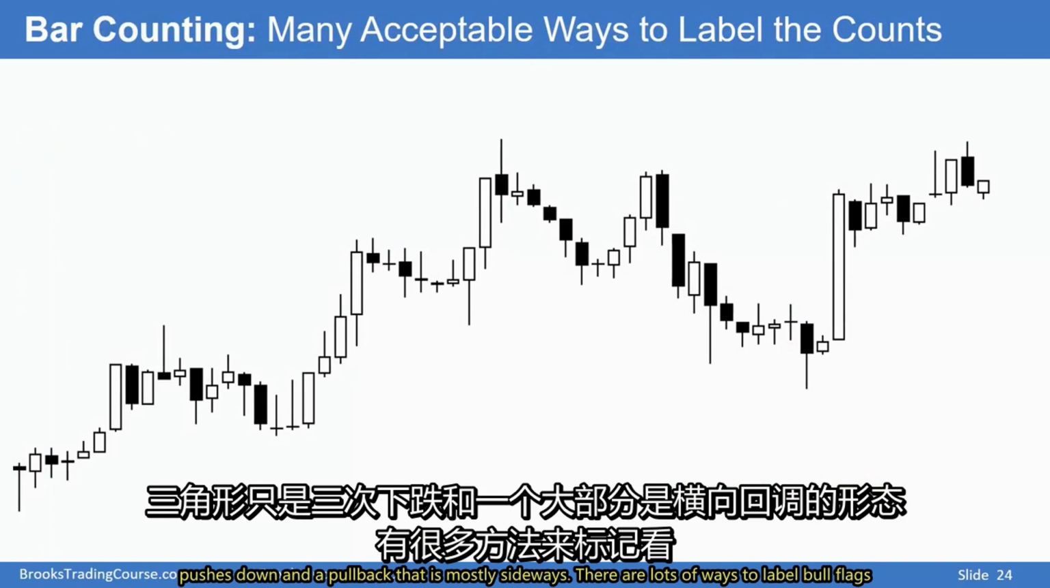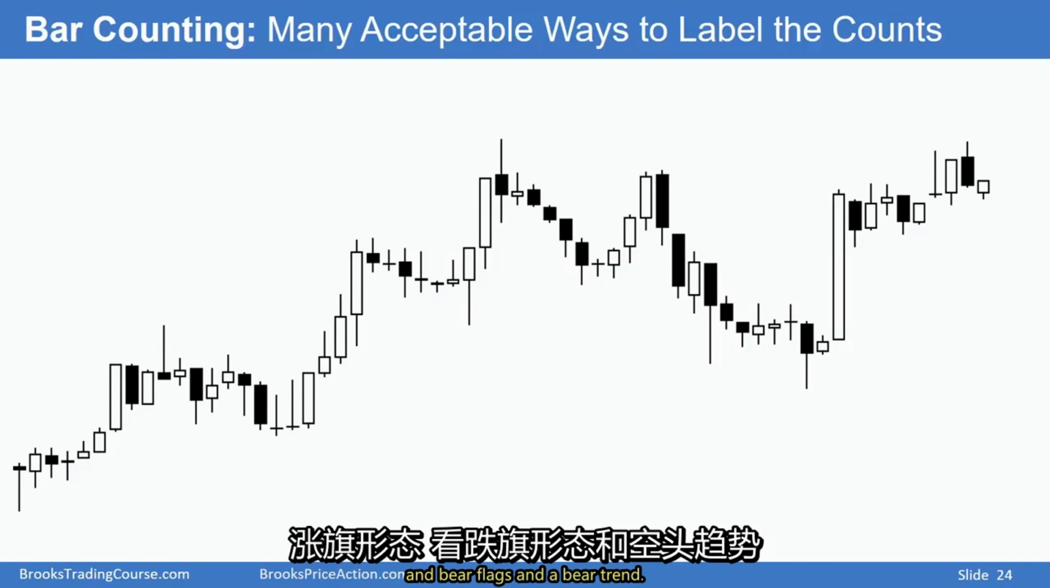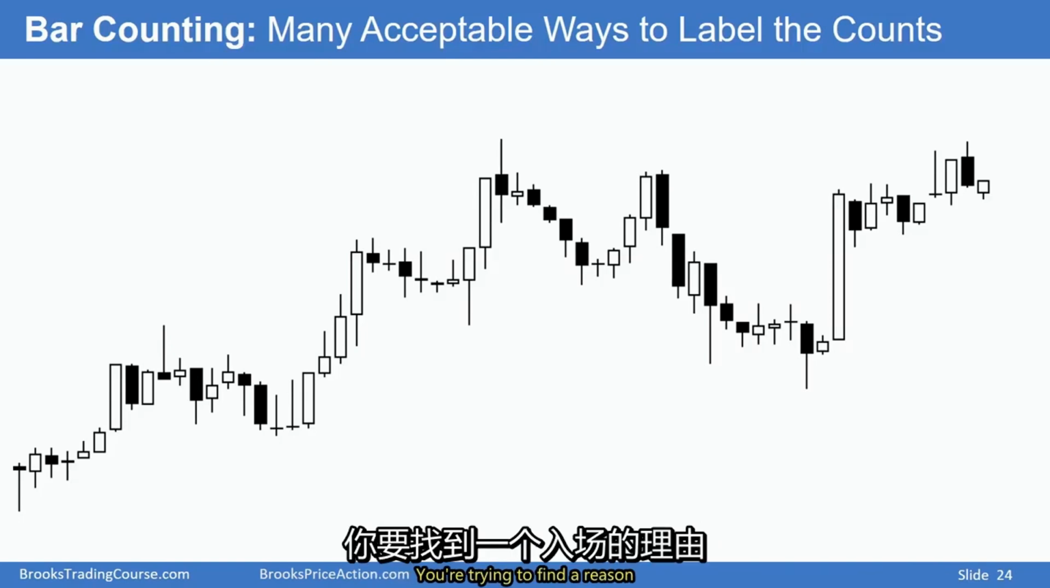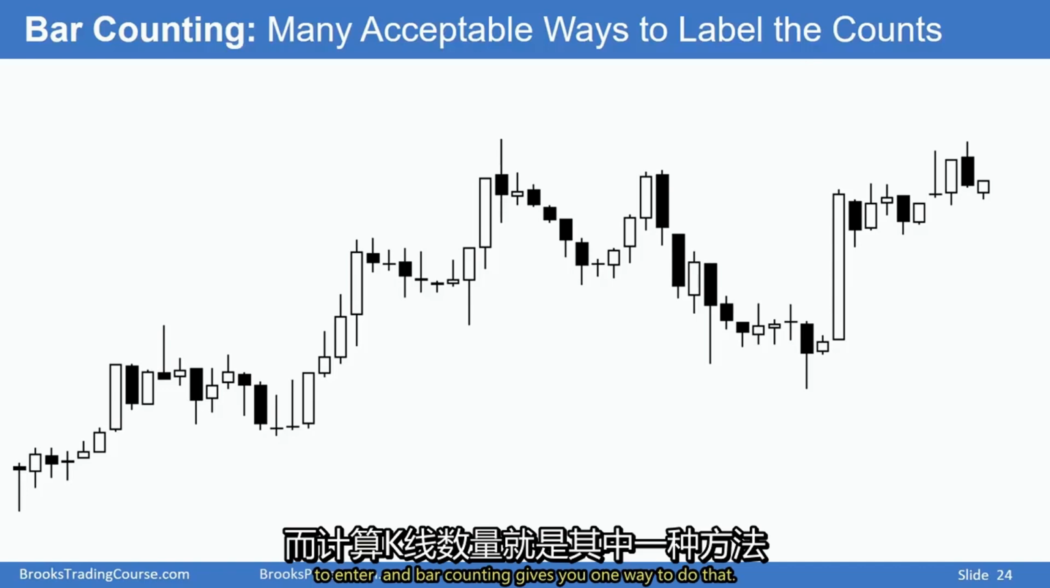There are lots of ways to label bull flags and bear flags in a bear trend. It doesn't matter. Don't lose sight of the goal. You're trying to find a reason to enter, and bar counting gives you one way to do that.